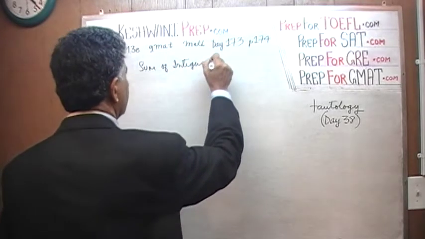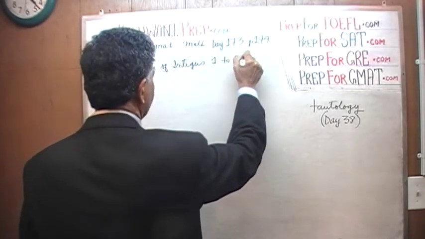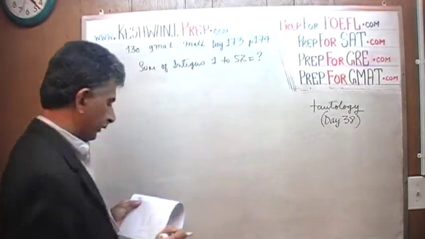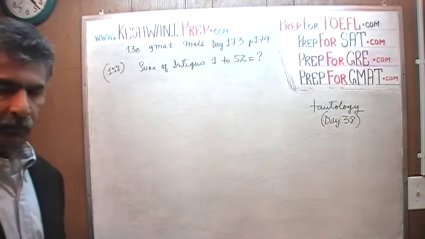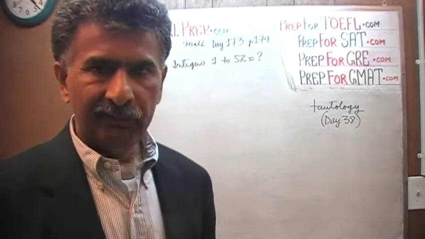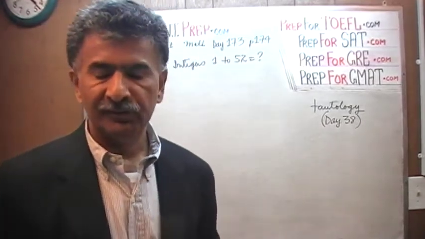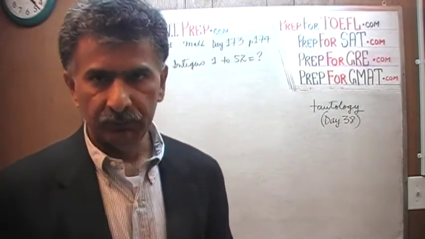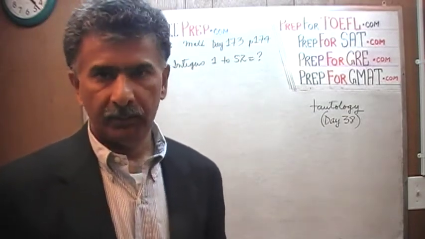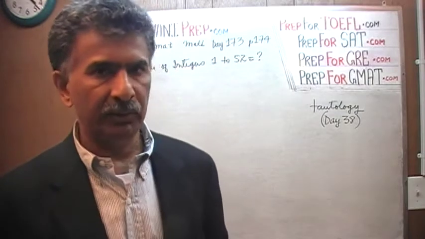What is the sum of the integers 1 through 52? That's all they're looking for here. What is the sum of these integers? Now there are a couple of ways you can go about it. One is, if you know the formula, this is a simple arithmetic series, and if you know the formula for arithmetic series, kudos to you, go ahead and plug in the formula. I can never remember it myself, so I'm going to do it out manually.